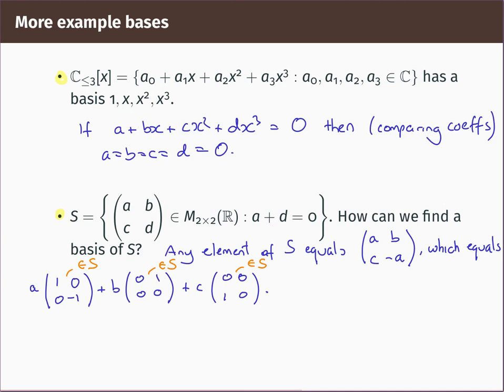Let's give them names. We'll call this one H, this one E, and this one F. Now what this shows is that H, E and F are a spanning sequence for S. They're elements of S, as we just checked, and we've shown that any element of S is a linear combination of H, E and F.